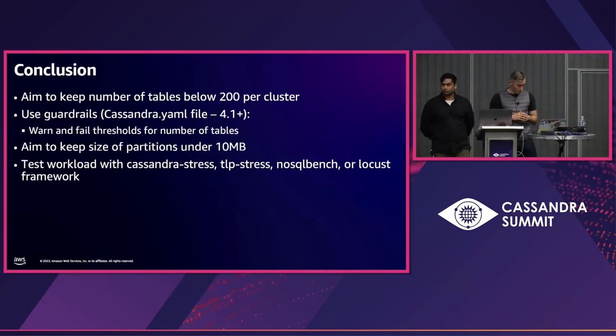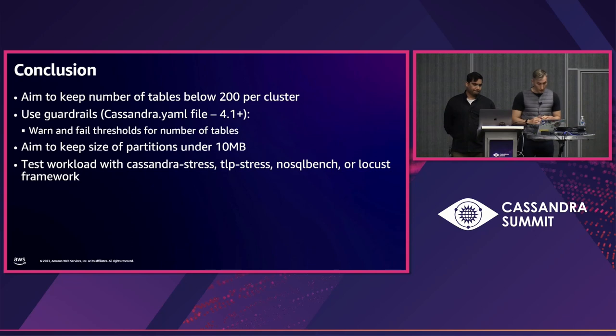So let's conclude here. My recommendation here, and Praveen's recommendation, would be to keep the number of tables low. Keep them under 200, don't go over. I think most products that you can find right now, even DataStax Server or Cassandra, automatically complain that you exceeded the number of tables. If you go over 256, it gives you a warning, and after 512 it just fails. Use guardrails.